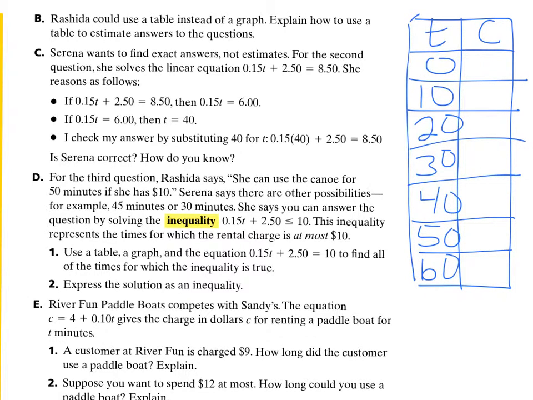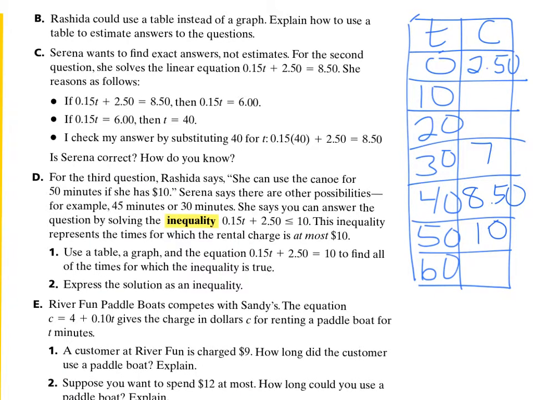And then what we'll do is we'll fill in the cost in the other column. So 0 minutes would cost $2.50. We already did our 30 minutes was $7, and our 40 minutes was $8.50, and our 50 minutes was $10.